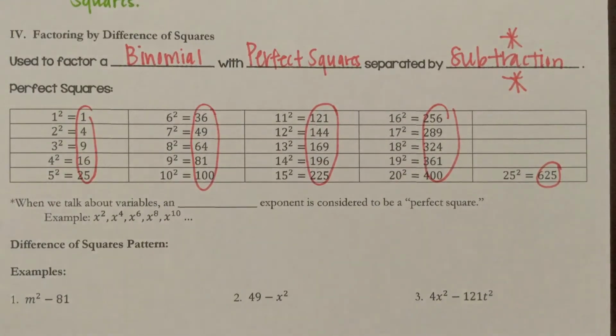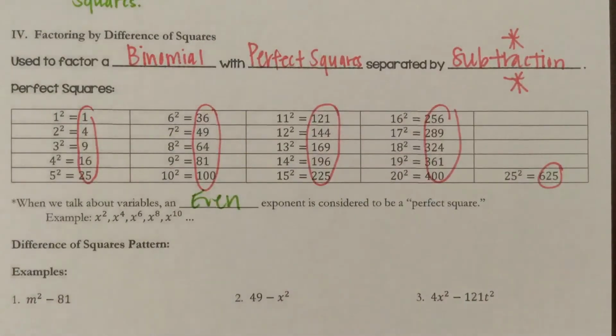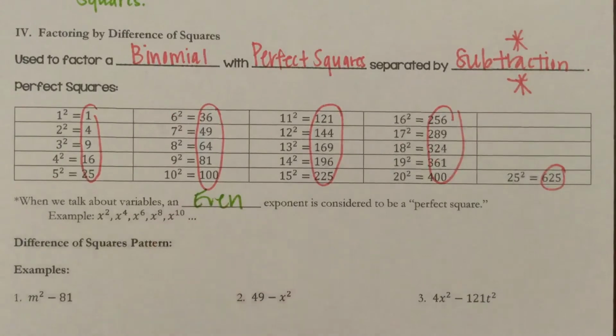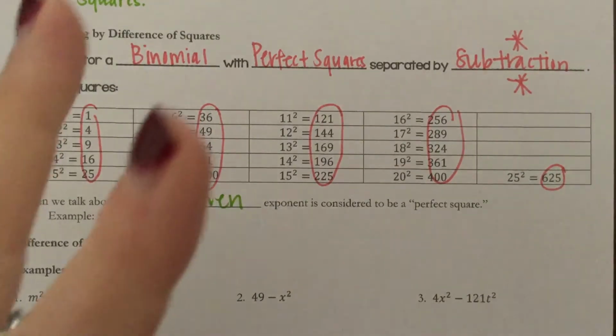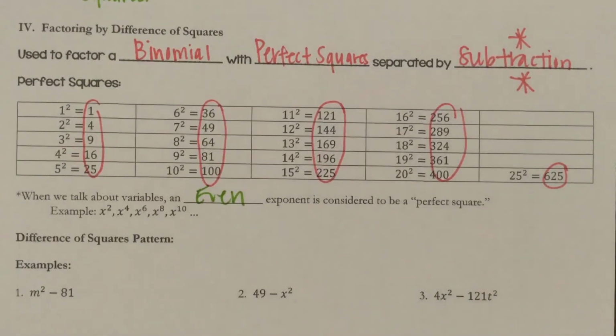We also talk about variables being perfect squares. And when we talk about variables being perfect squares, an even exponent is going to be considered a perfect square. So something like x to the 6th, we don't normally think of the number 6 as being a perfect square. All right, but in variable world, as long as my exponent is even, then my variable is considered to be a perfect square, okay?